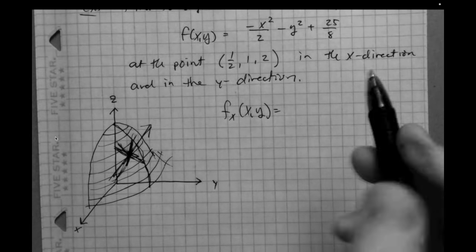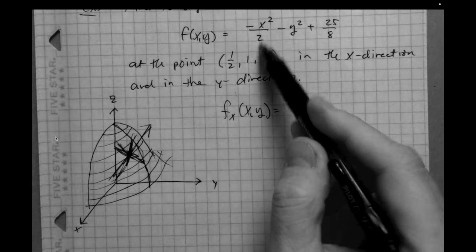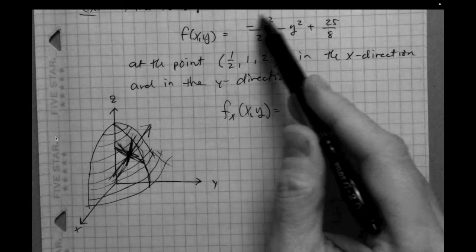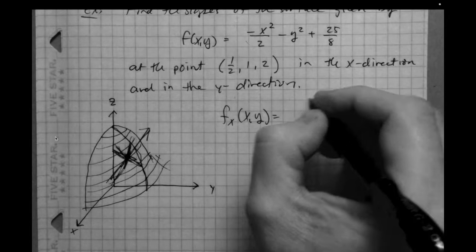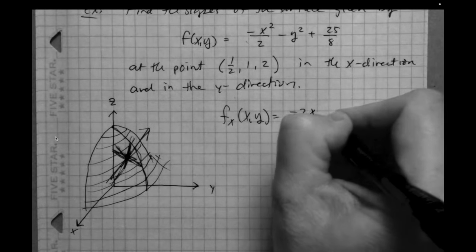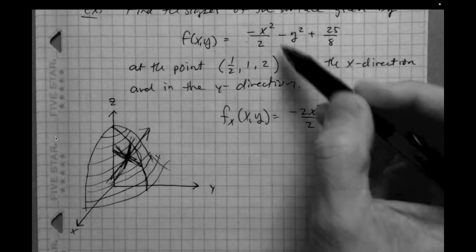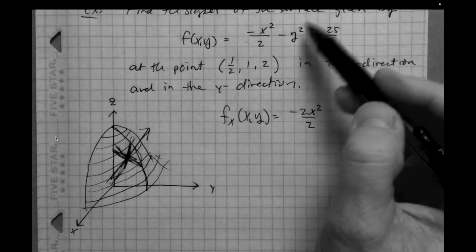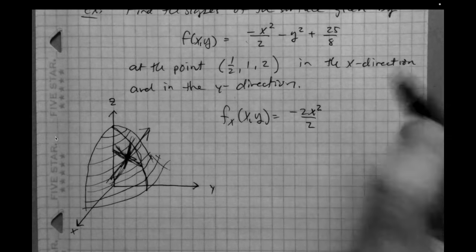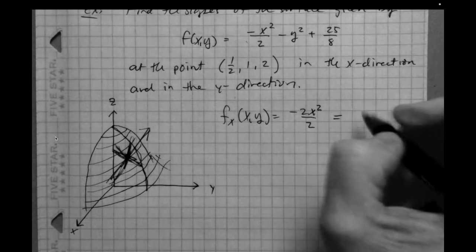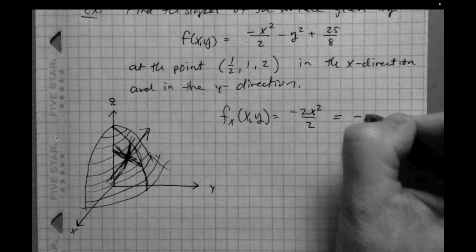Okay, and so that's pretty easy to do. This is going to be, you can think of, negative 1/2 times x squared, and so when you differentiate with respect to x, you get negative 2x over 2. This is treated as a constant, so it just disappears. Same as this. This is also a constant, right? And so what we end up with for the partial derivative with respect to x is just negative x.